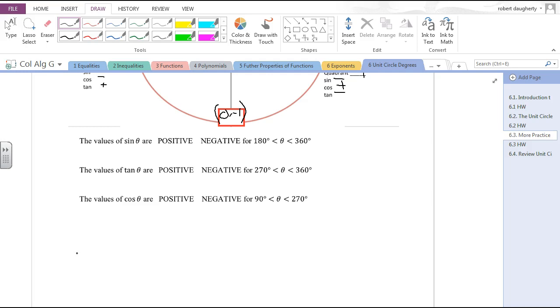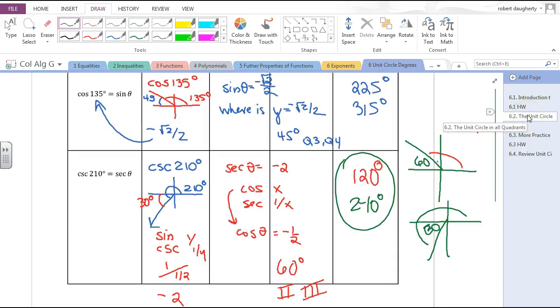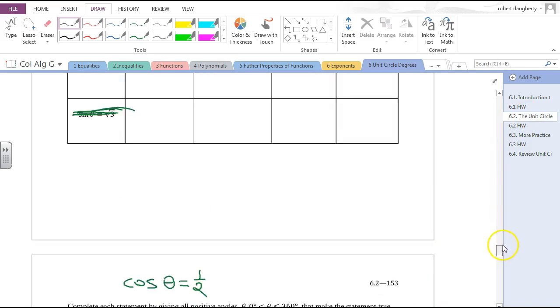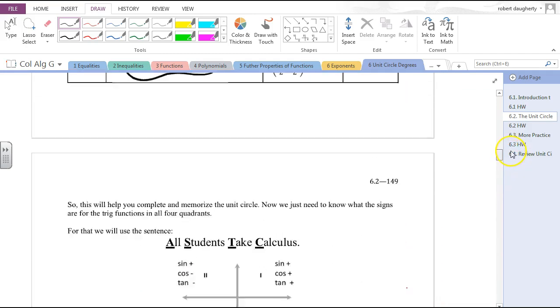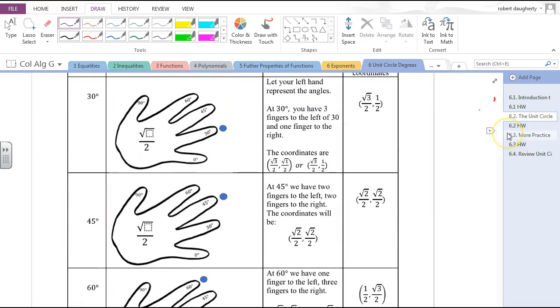What we did to memorize this, or if you need help with this, is that you can use your hand. At 30 degrees, there are 3 fingers to the left and 1 finger to the right. So this is square root of 3 over 2, square root of 1 over 2. But instead of calling it the square root of 1, let's just call it, what's the square root of 1? 1. So that's why I write square root of 3 over 2, 1/2 at 30 degrees.